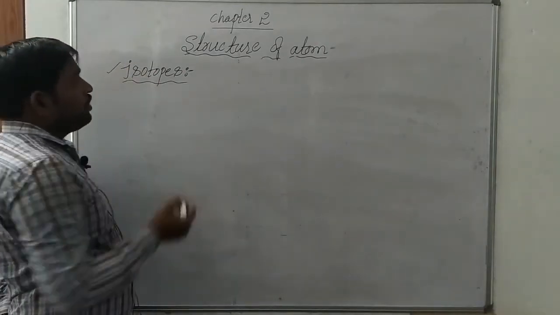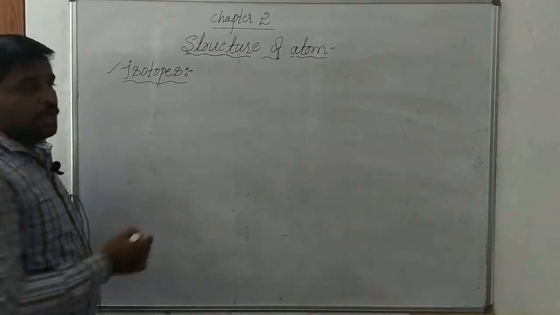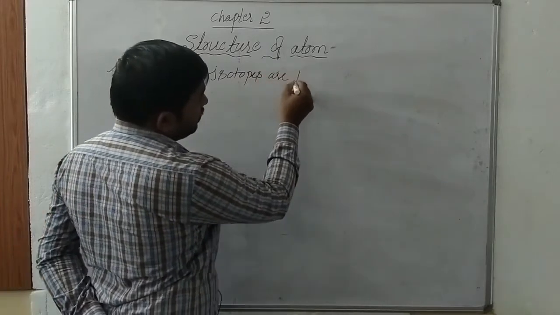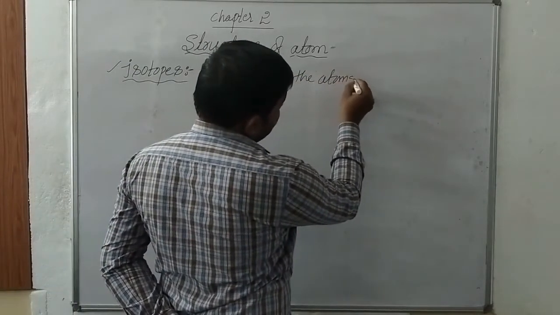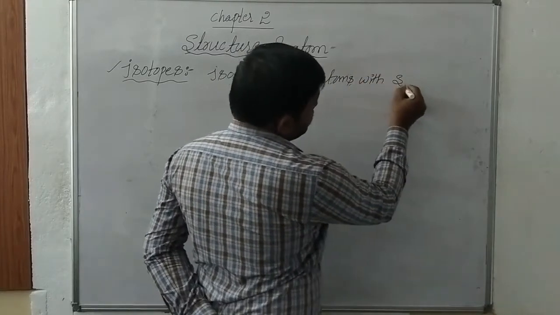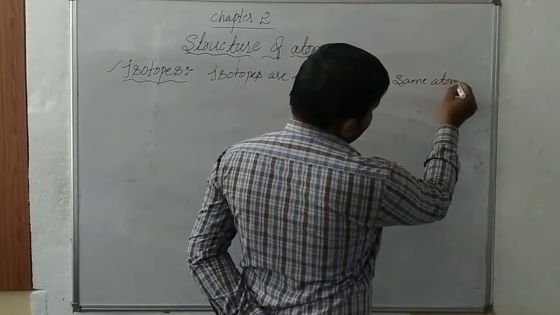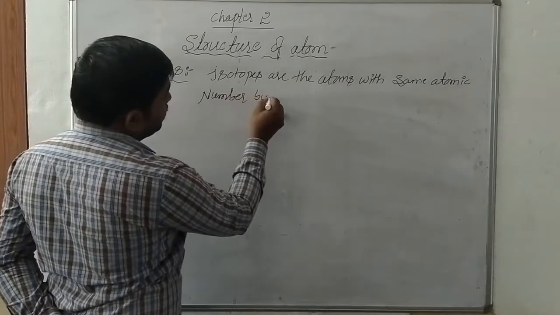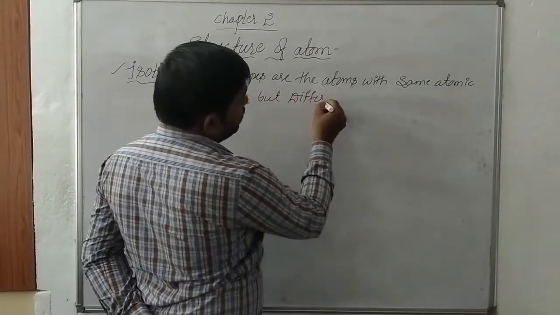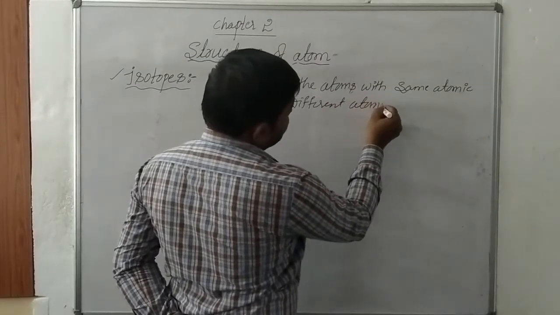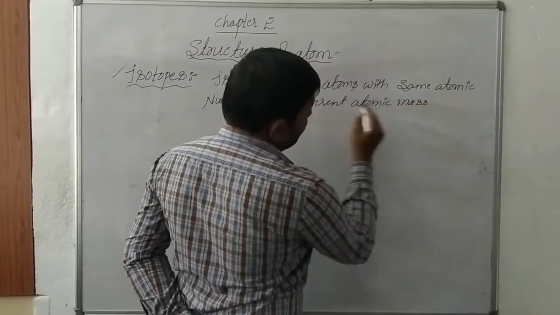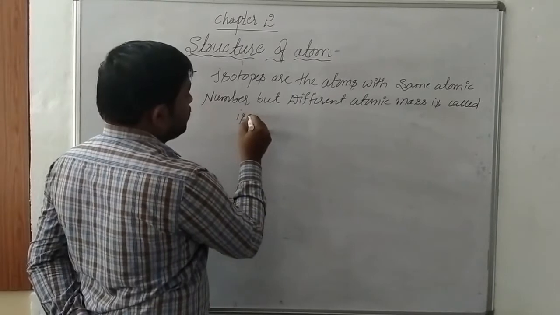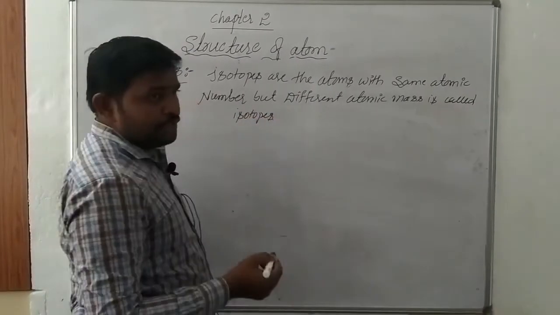So now let us discuss isotopes. What are isotopes? Isotopes are atoms with the same atomic number but different atomic mass. So this is very important from the examination point of view.